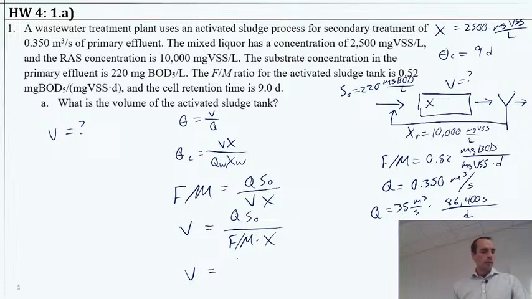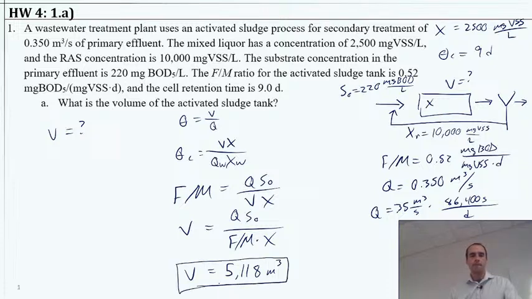So at any rate, once we put those numbers in, the volume should come out to be 5,118 cubic meters. Okay. Make sense? All right.